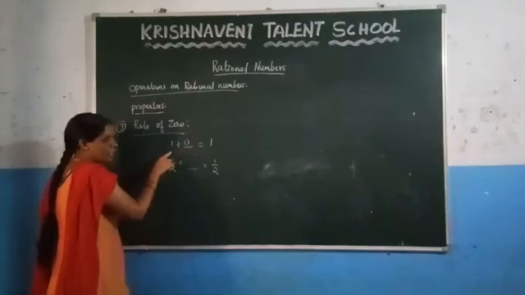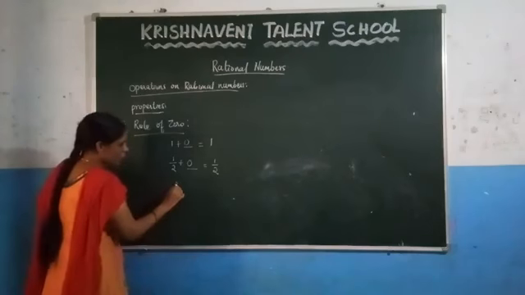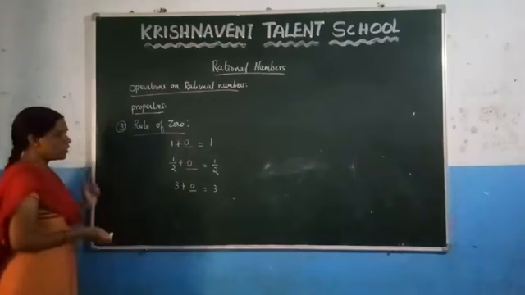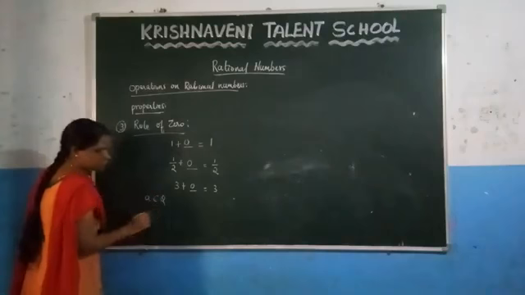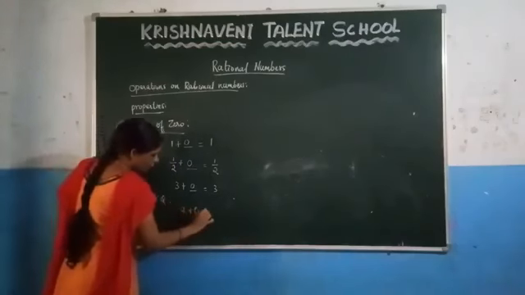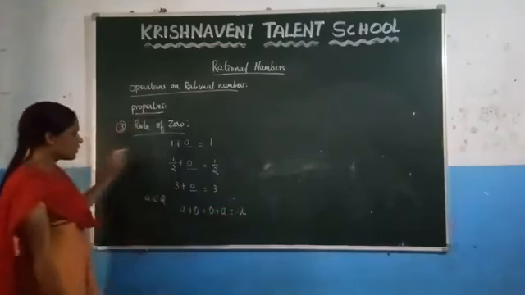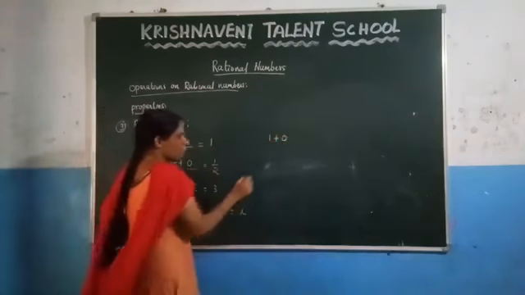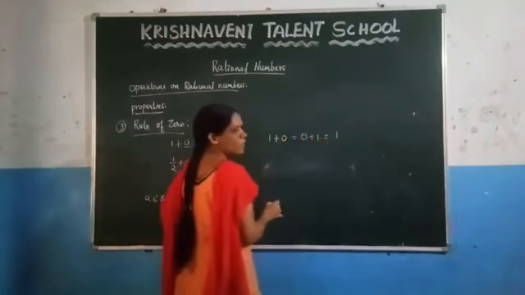After adding 0 to any number, you are getting the same number. Here 1 by 2 plus 0 is 1 by 2, and 3 plus 0 is always 3. So from this, what can we conclude? If you consider any rational number a, a plus 0 must be equal to 0 plus a, which is always equal to a. Same with this example: 1 plus 0 is equal to 0 plus 1, which is always equal to 1.